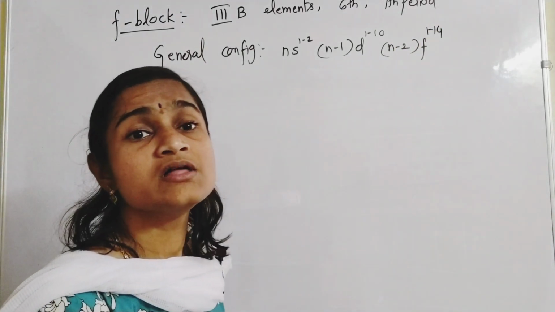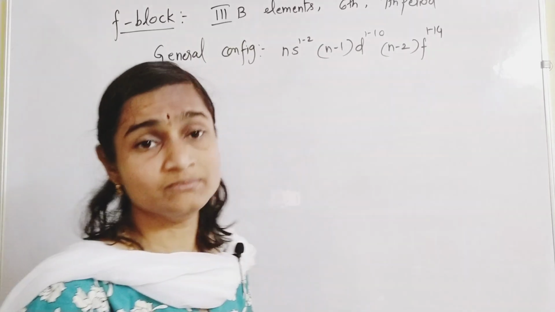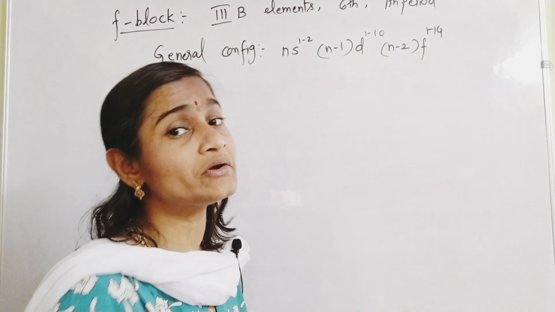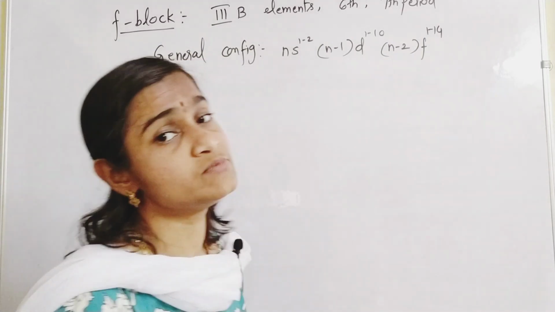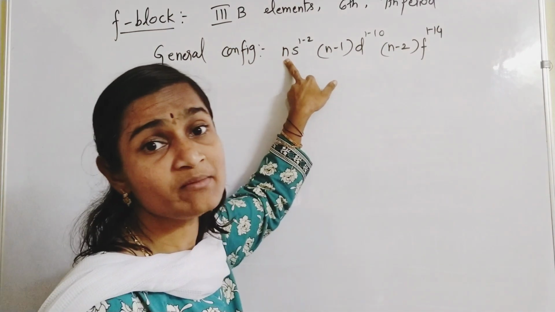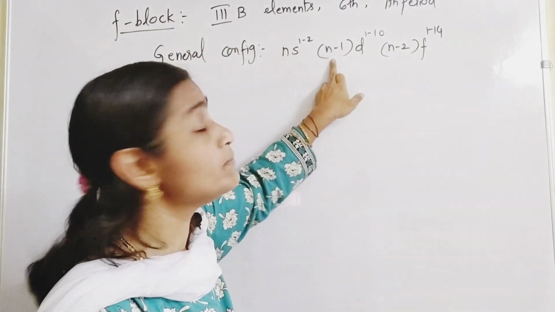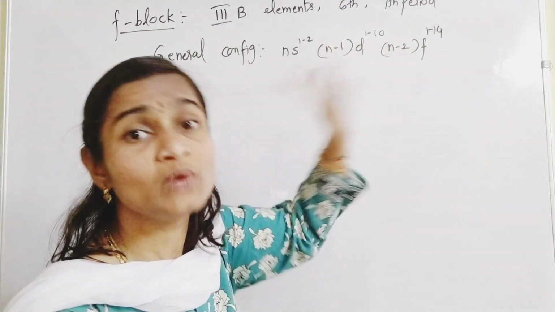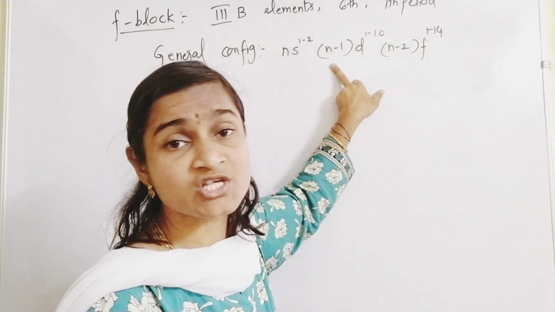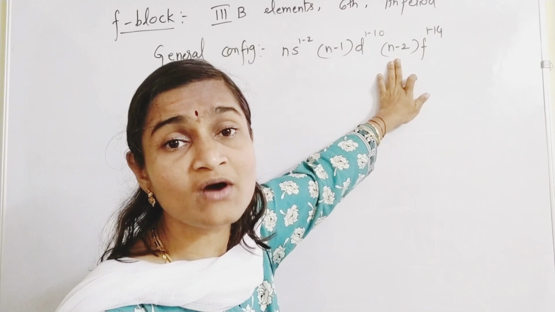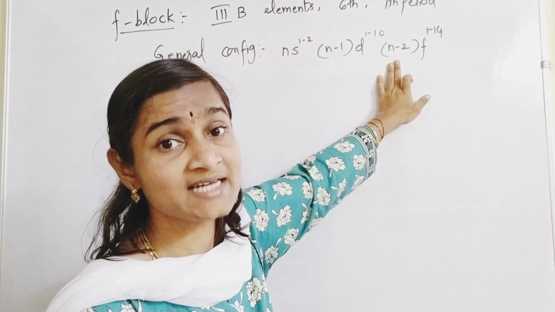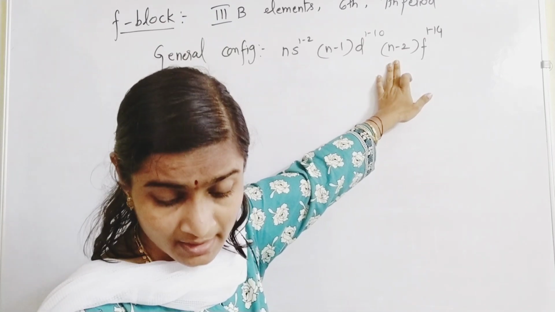This is the general configuration for what? F block elements, because the differentiating electron is going into the f subshell. Where is the f subshell? This is the ultimate shell. n means what? Last orbit. n minus 1 means last but one shell, the penultimate shell. And n minus 2 means what? Anti-penultimate shell. Please remember the points. Understand the points carefully.